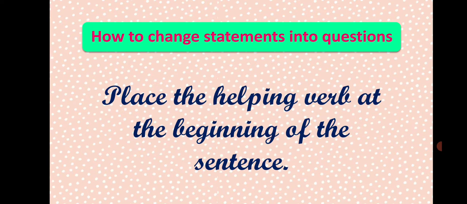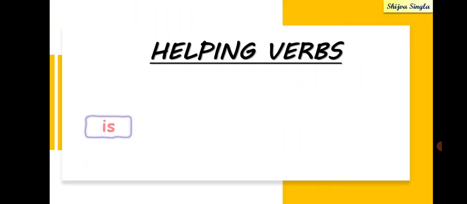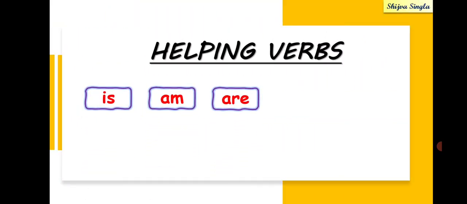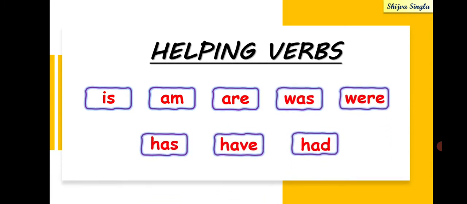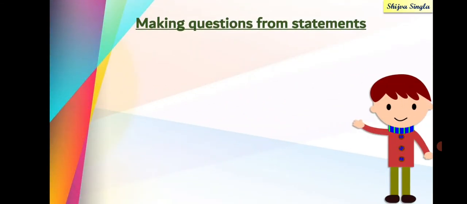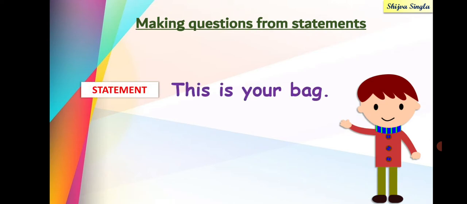Alright, let's understand it more with the help of some examples. But before that, quickly have a look at some helping verbs. The words is, am, are, was, were, has, have, and had are the helping verbs. Let's look at some examples. This is your bag. This is a statement. A statement begins with a capital letter and ends with a full stop. Here, is is the helping verb.